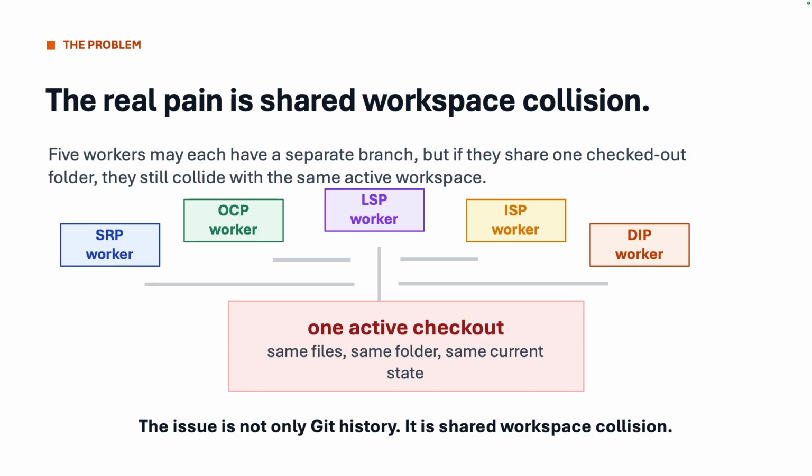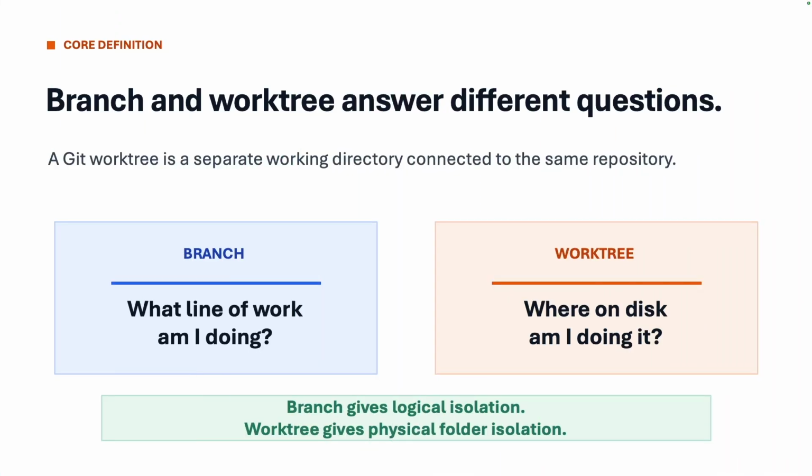The problem is not the Git history that we are trying to solve, it is the shared workspace collision. A branch is basically about understanding what line of work I am doing, because that is what typically happens when you want to work on a particular feature: you cut a branch, and that branch ideally should contain only that line of work. Let's assume that you are working on a login feature, then you cut a branch called feat/login and you work on that particular thing.